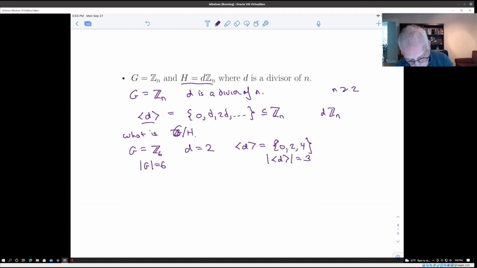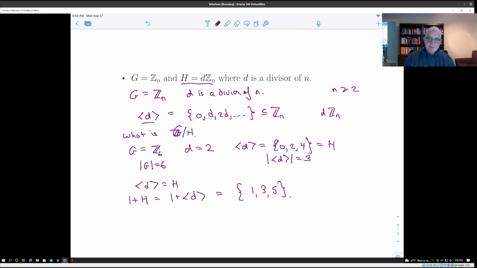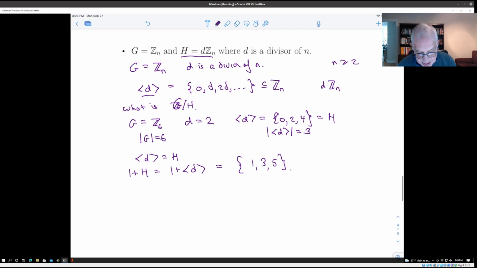Well, the cosets are D itself. That's always a coset, H if you like. And then there's 1 plus H, or 1 plus the multiples of D. And if you think of that as a coset, it's 1, 3, 5. But that's it. There are supposed to be two cosets, and we found them. And what is the group law? Well, it's a group with two elements, so we know it very well. It's the only group with two elements.